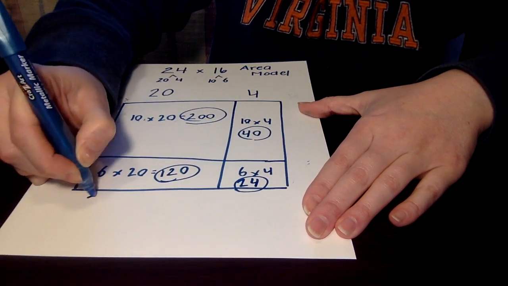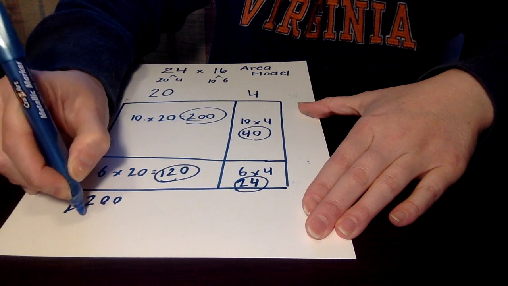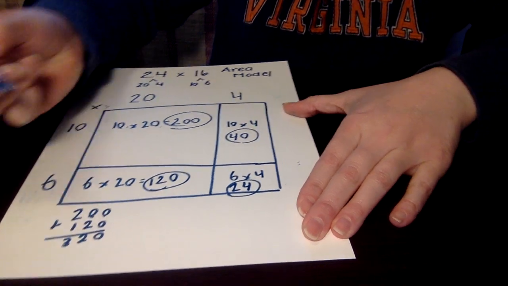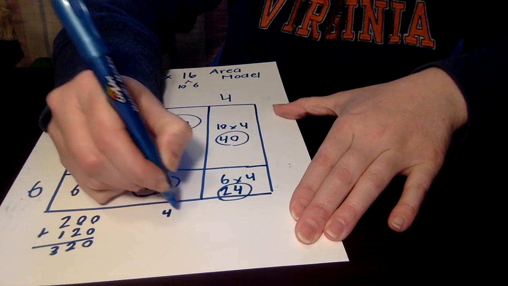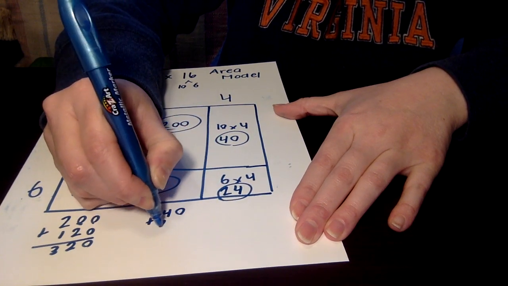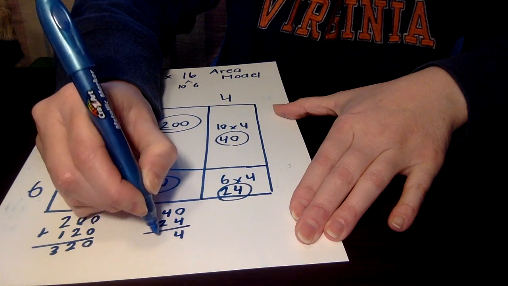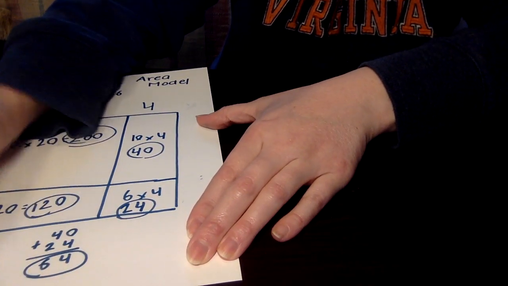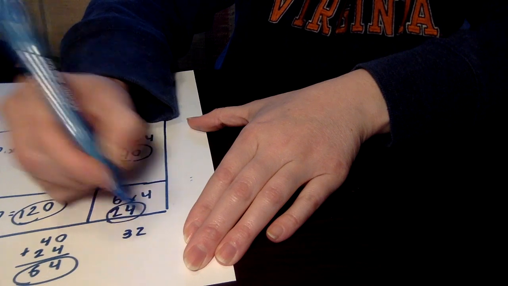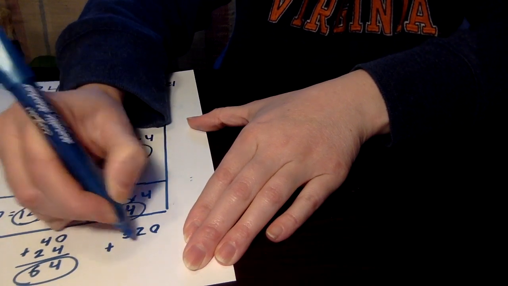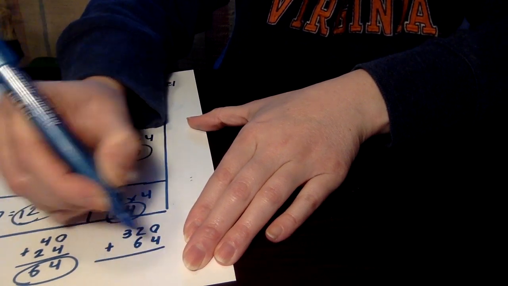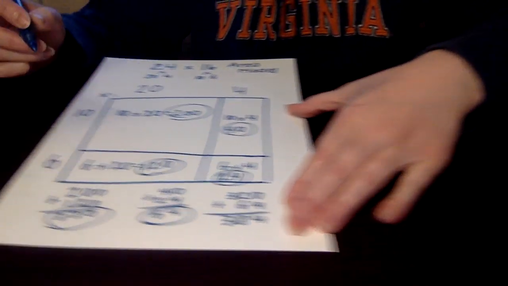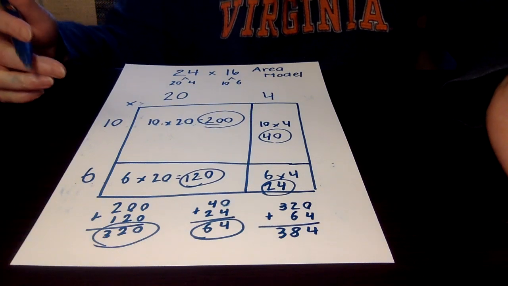We need to add 200 plus 120. That's going to give me 320. And then I'll add 40 and 24. That will give me 64. And then I'll add those two sums together to get 320 plus 64. And that's going to give me my final product, which is 384. So now my problem is all solved.